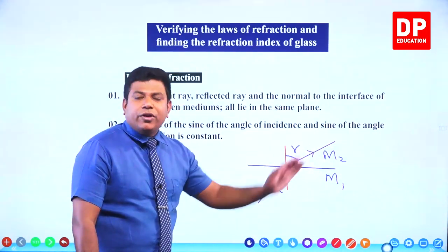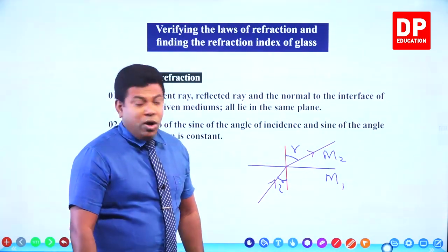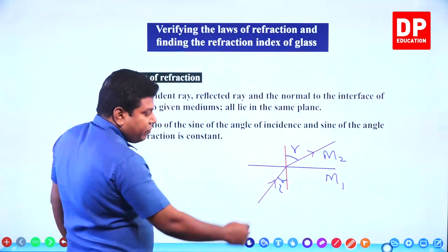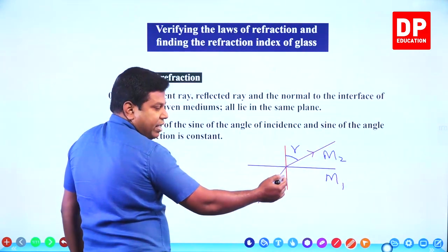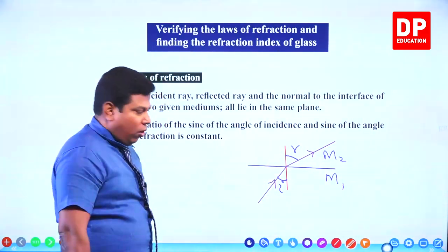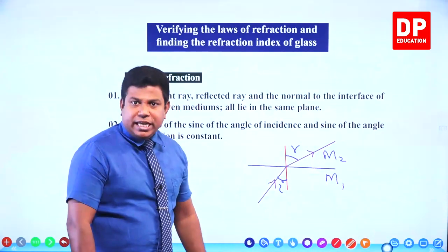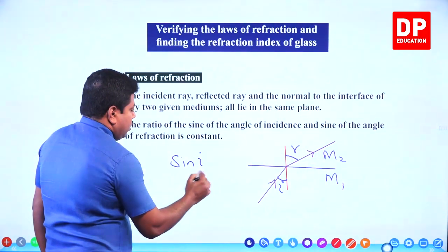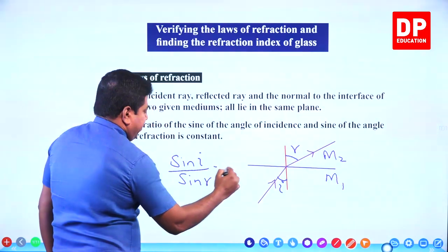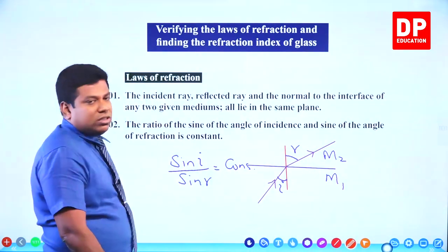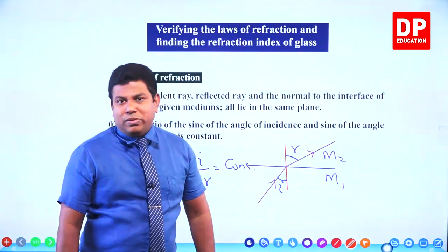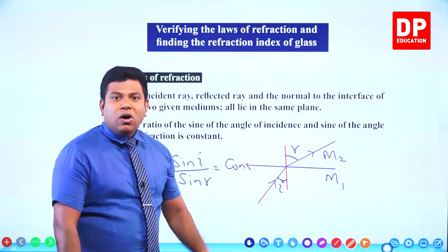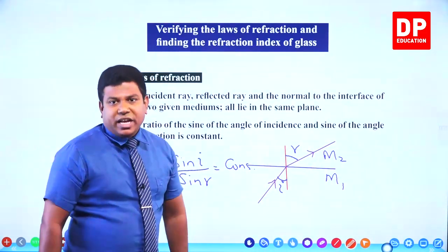The sine of I and sine of R are always in a constant ratio for the same medium. If you change the medium, that will differ. For the same medium, if you change this I, if the angle of incidence is changed, obviously R also will change. Angle of refraction will change. But how that will change is such that sine I over sine R will remain a constant. We call it Snell's law. This second one is known as Snell's law. These two are what we call the basic laws of refraction.